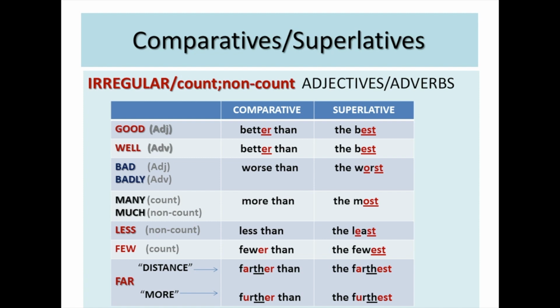And the word far has two different meanings. When we refer to distance, we would say farther than, the farthest. But when we refer to the meaning more, as in I am more advanced than you, I am further than, the furthest in this book.